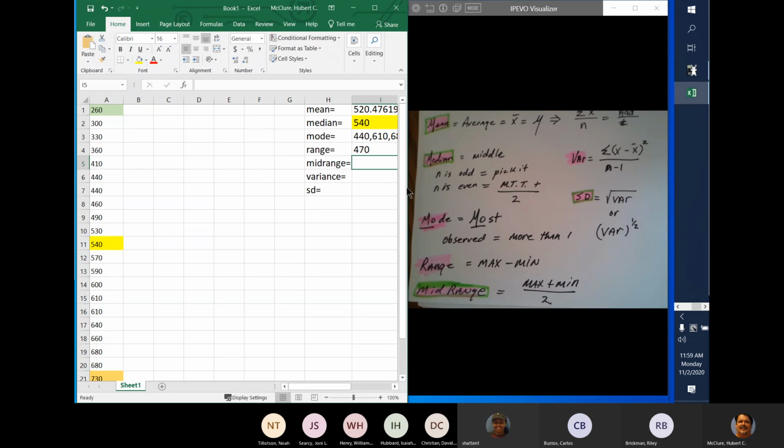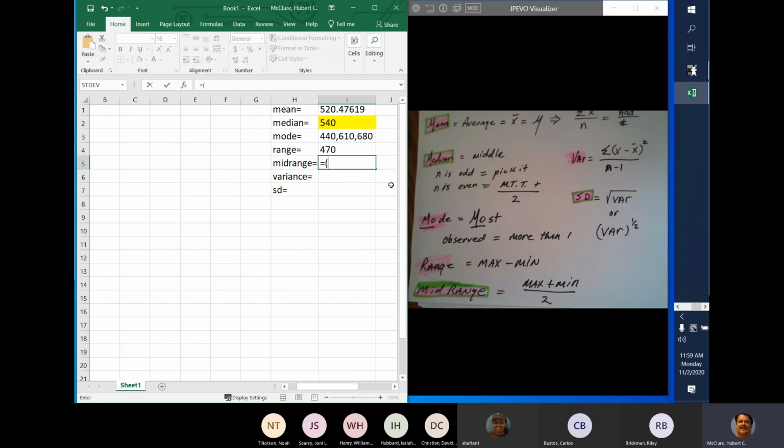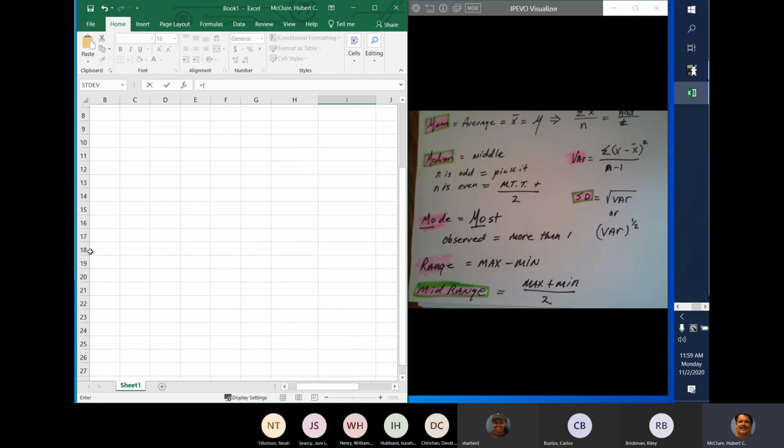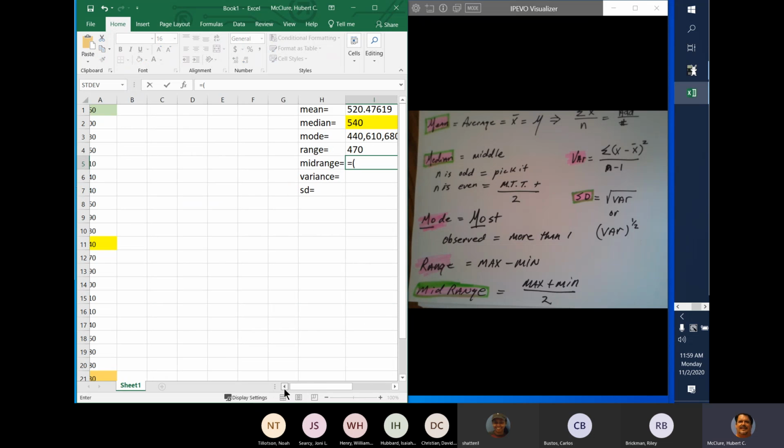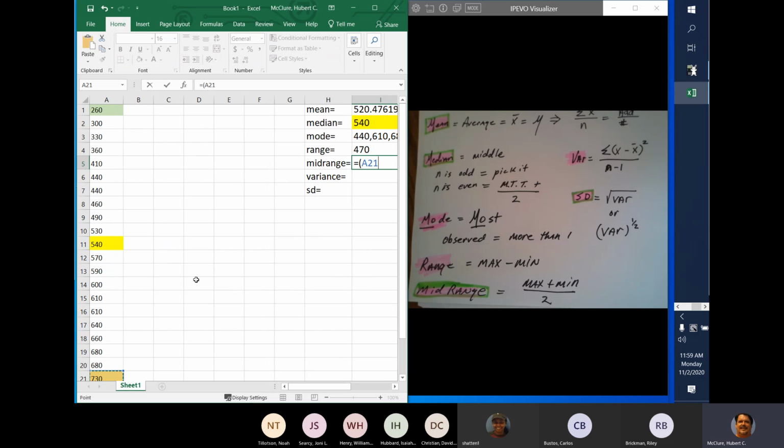Mid-range. Mid-range is equal to the highest plus the lowest divided by what? By 2.